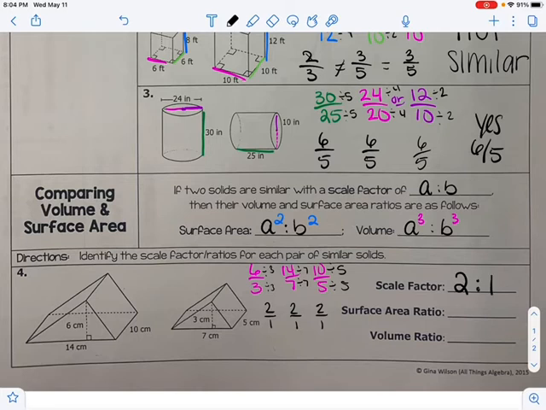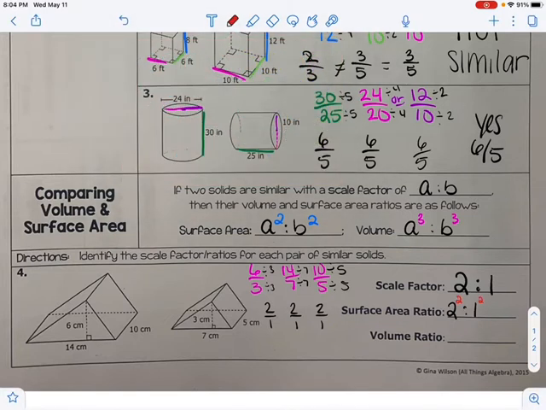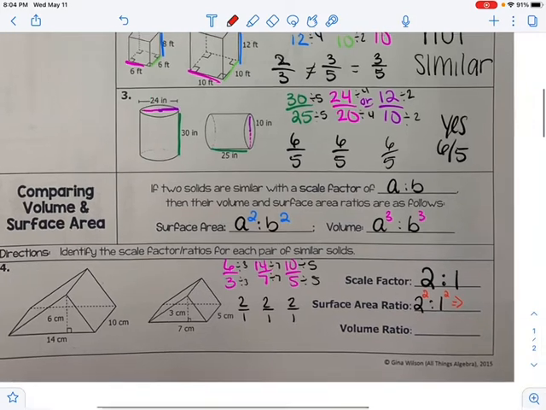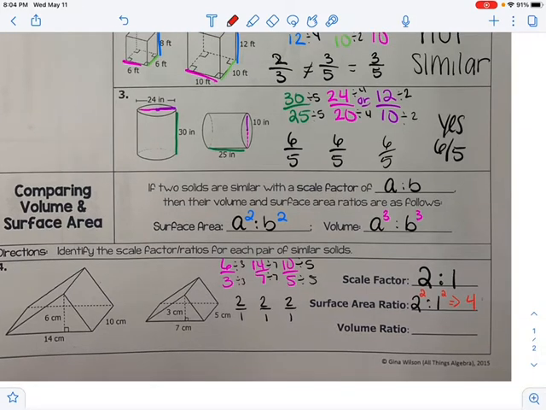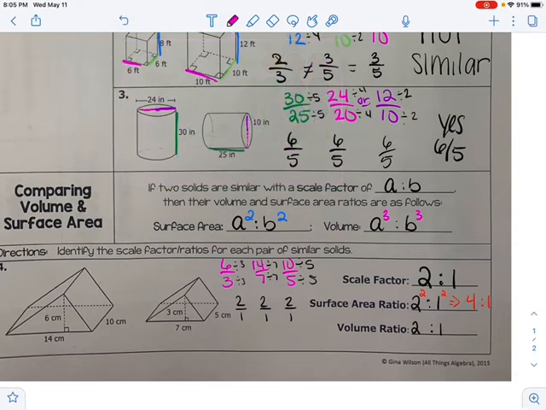Well, to get my surface area ratio, I take that 2:1, and all I have to do is square it. Two squared is 4, and 1 squared stays 1. Same thing kind of goes for the volume one. I take my ratio from my scale factor, 2:1, and all I have to do is cube it. 2 cubed is 8, and 1 cubed stays 1.